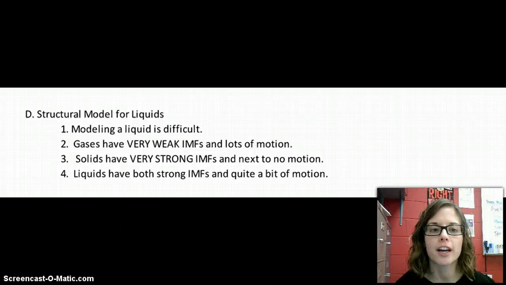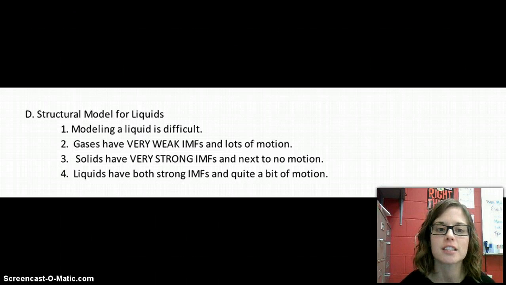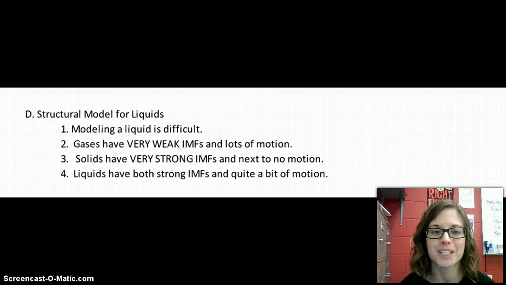So just to summarize what we've talked about so far for liquids and also in comparison to gases and solids. Models for liquids are really tough to draw and think about. It's a little bit easier to compare them to gases and solids. And so gases have very weak intermolecular forces and have lots of motion, whereas solids have very strong intermolecular forces and next to no motion.